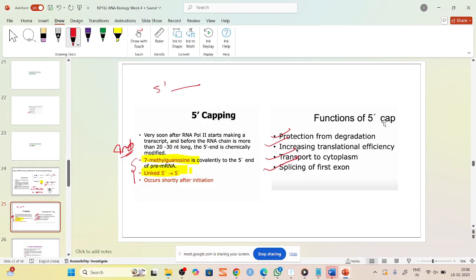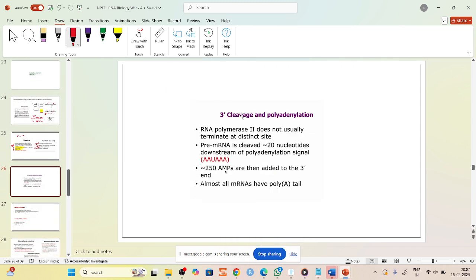So this time, how we are doing it is that we are revising. For week 4 there were 3 lectures. First we revise the important concepts from lecture 1, and then we solve one or two questions related to lecture 1. Then we come to lecture 2, quickly revise the concepts, and solve one or two questions of lecture 2. Then we come to lecture 3, which is the last lecture, and we quickly revise the questions related to lecture 3. So now next is 3' cleavage and polyadenylation.